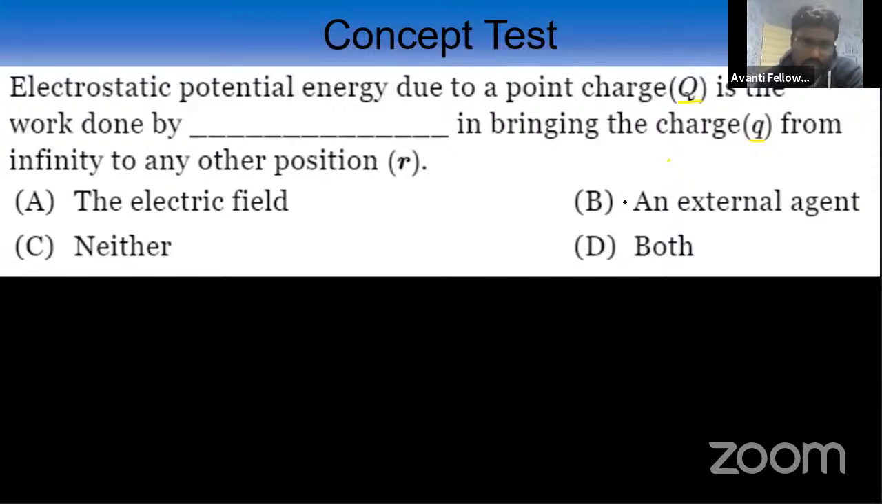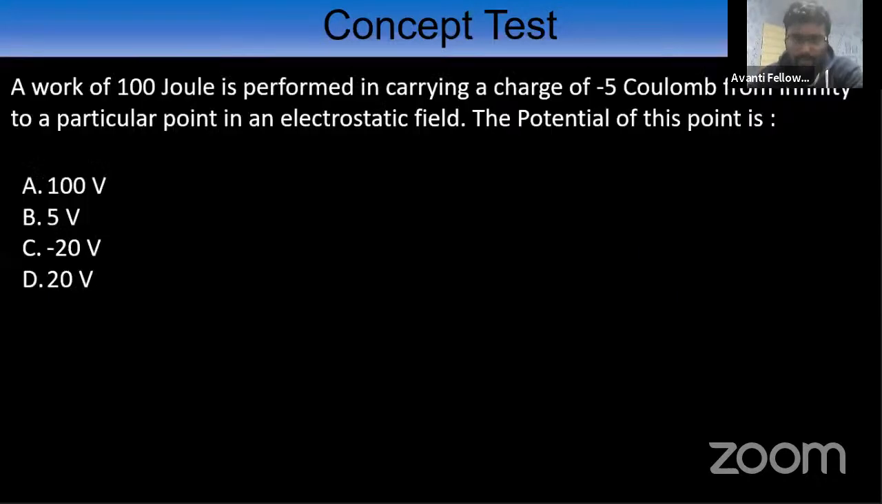Yes, guys. So I'm going to end the poll. And yes, the correct answer is option B, an external agent. So always an external agent is required to bring the positive charge or test charge from infinity to the position R. Okay, guys, if you have done that, please try to solve this.